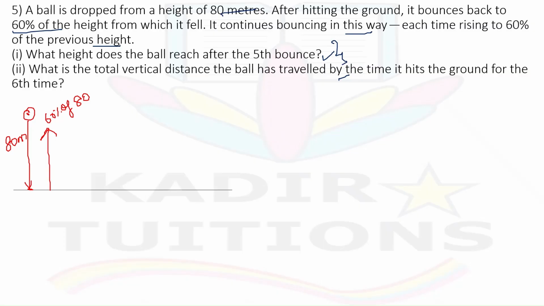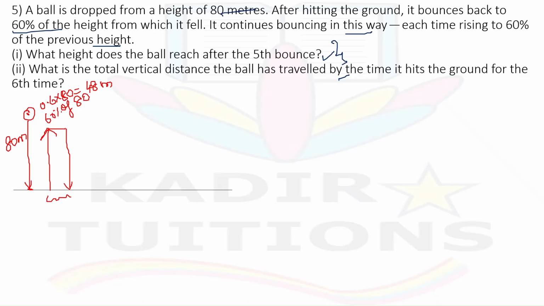So how can I write this? 60% we can write as 0.6 multiplied by 80. So what is the answer here? 48 meters. So when it bounces back for the first time, it reaches the height of 48 meters. Then again it is going to fall down, right? Due to gravity the ball will fall down after it reaches 48 meters.